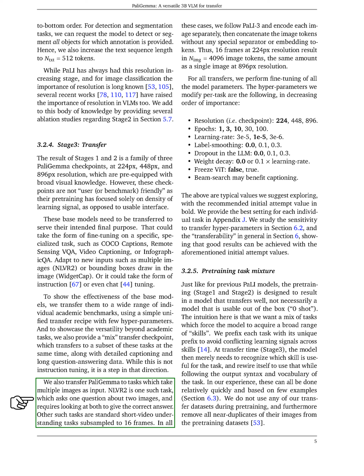For all transfers, we fine-tune all model parameters, adjusting hyperparameters like resolution, epochs, learning rate, label smoothing, dropout, weight decay, and whether to freeze the ViT model. These adjustments are crucial for optimizing performance across different tasks. We suggest exploring typical values for these hyperparameters, with bold values indicating initial attempts. The best settings for each task are provided in the appendix. We analyze the sensitivity to these transfer hyperparameters and the overall transferability of the model in subsequent sections, showing that good results can be achieved with the suggested initial values.